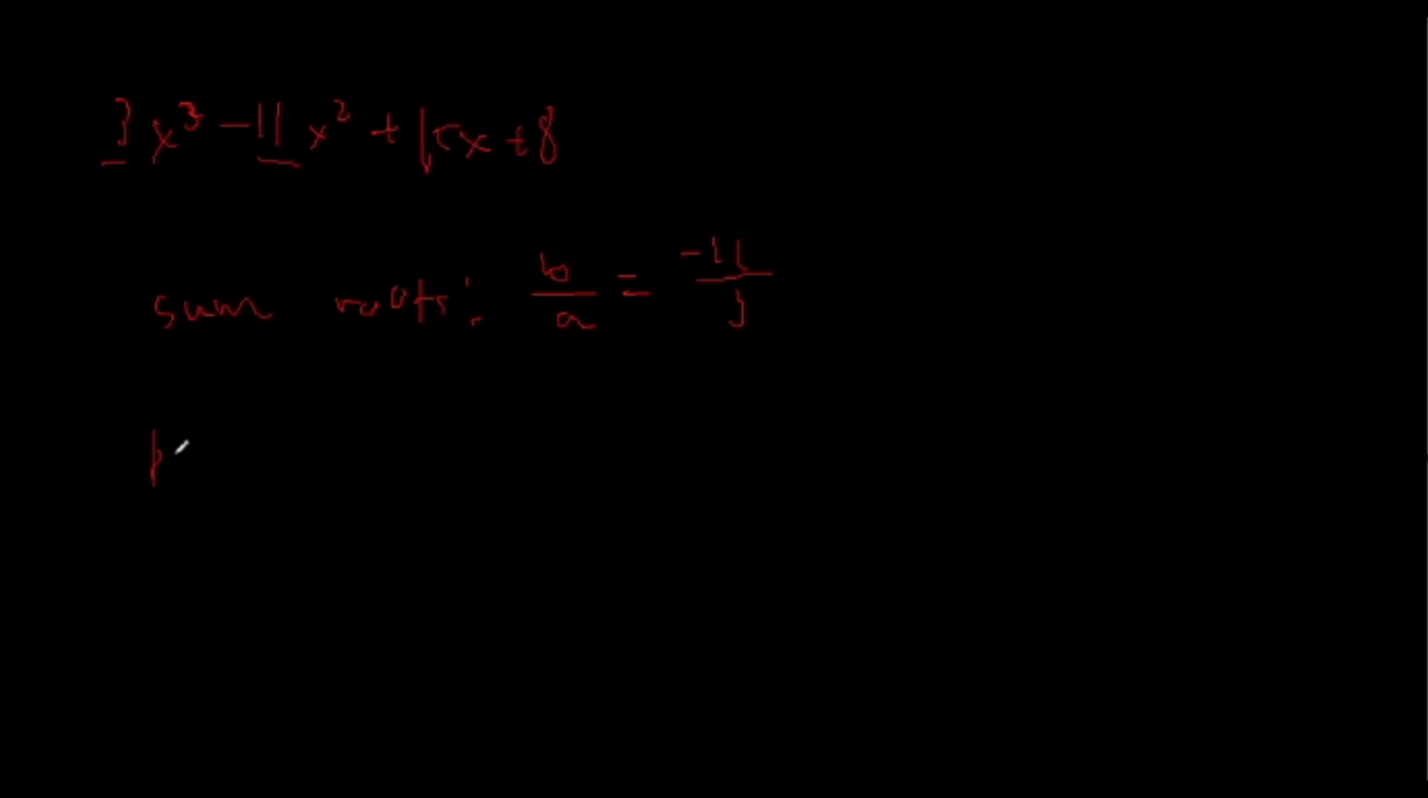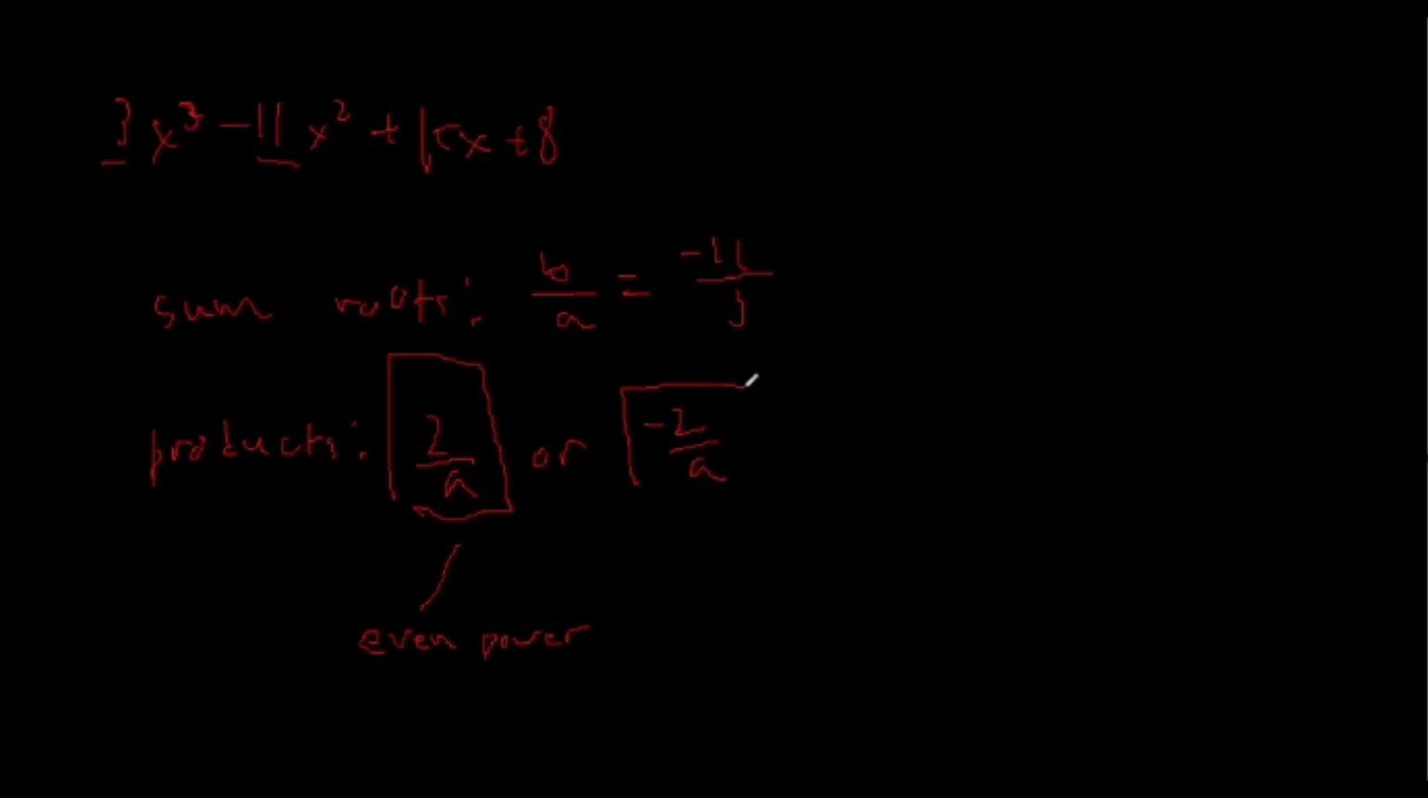And the product of the roots, another simple equation, it's either going to be z over a or negative z over a. Now this depends on whether the highest power is odd or even. So it's z over a if the highest power is even, and it is negative z over a if the highest power is odd.